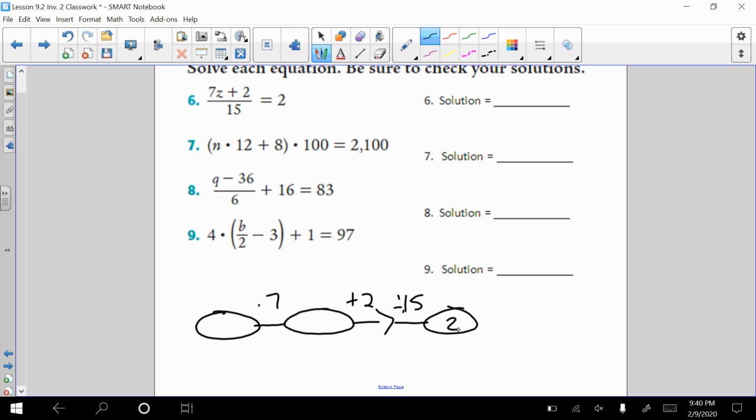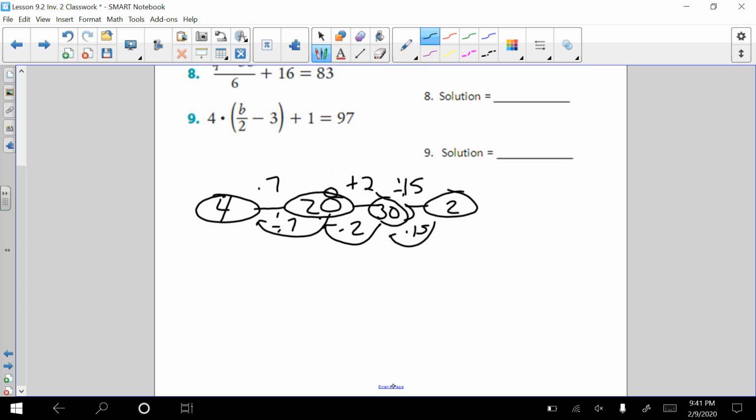Opposite of divide by 15 is multiply by 15. Got a circle in there. Sorry about that. 2 times 15 gives me 30. Opposite of add 2 is subtract 2 to get to 28. The opposite of multiply by 7 is divide by 7. That gets me to 4. Therefore, my solution is 4.